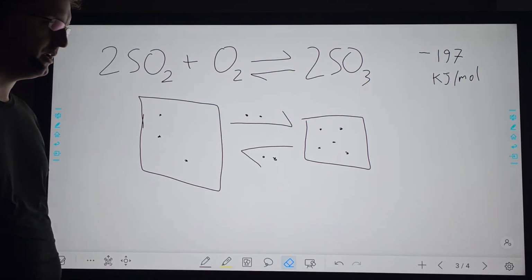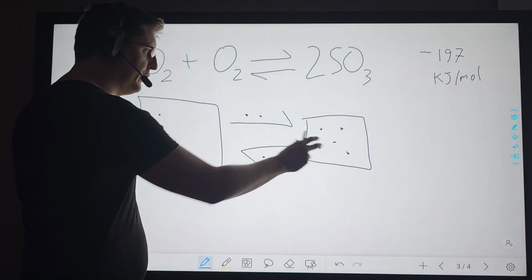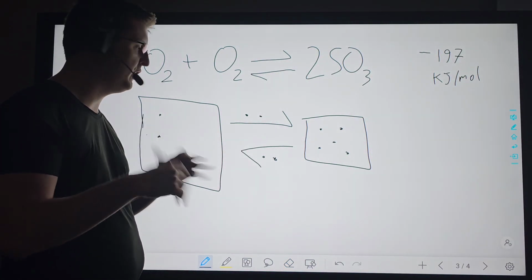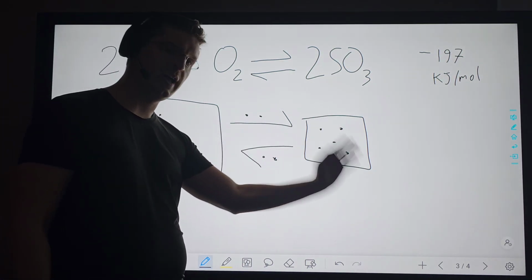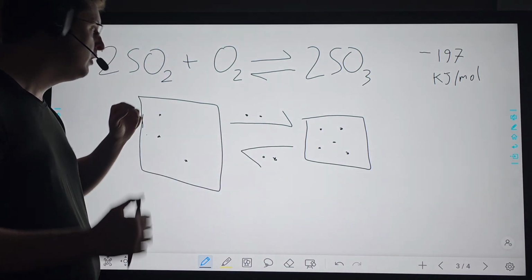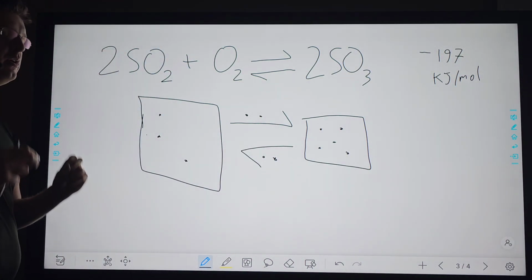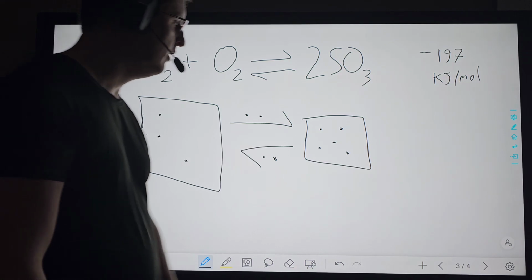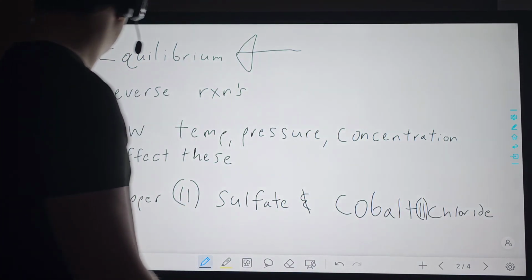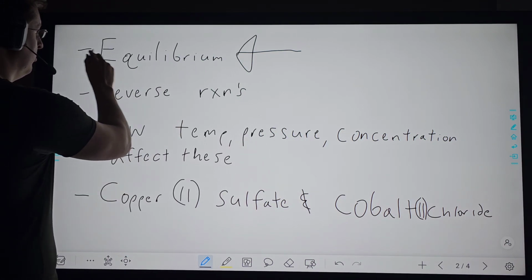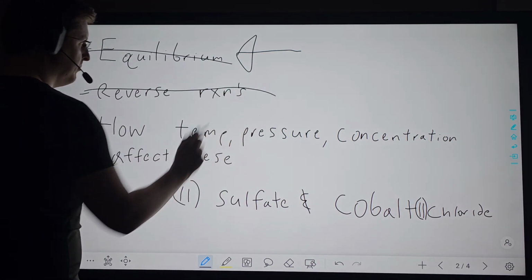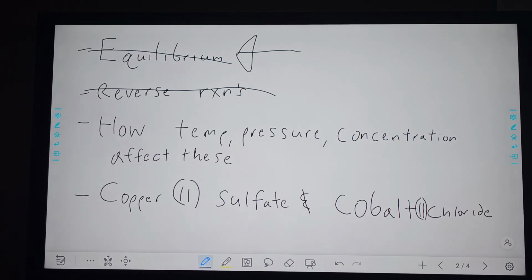So again, equilibrium. It's not both sides having the same volume or the same concentration, no. Equilibrium just means that our forward reaction and our reverse reaction are going at the same rate, okay? So that covers what equilibrium is as a concept and what reversible reactions are. All right, so already we're over halfway there.